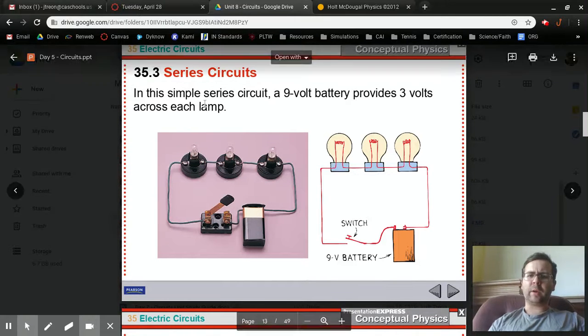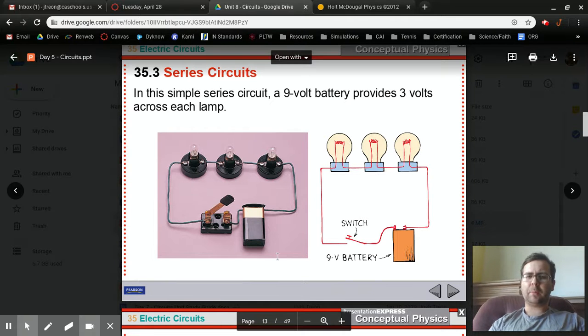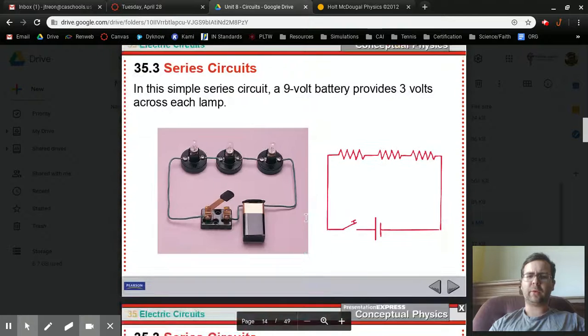Notice what it's saying here. In this simple series circuit, the 9-volt battery provides 3 volts across each lamp, right? So each lamp gets 3 volts. So you add all that up, that's 9 volts total. So if you added more and more lamps, they're not going to get as much voltage the more lamps you add on. So that's something that's interesting about a series circuit.